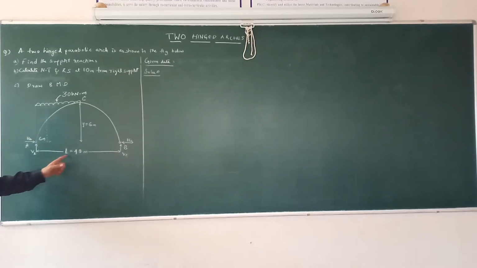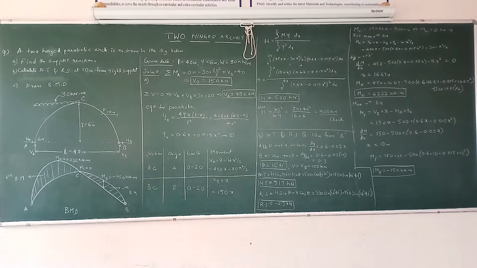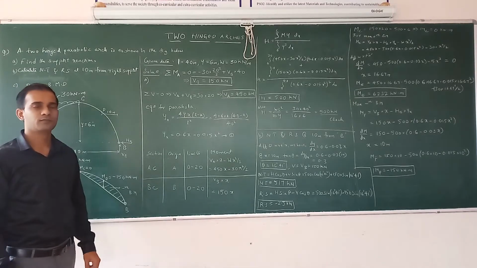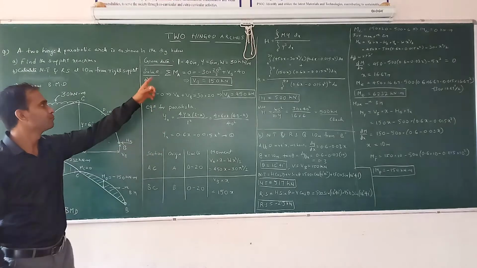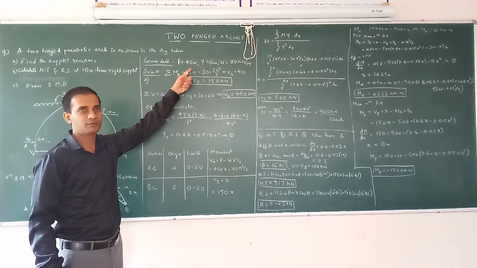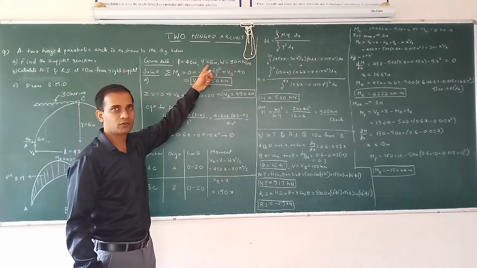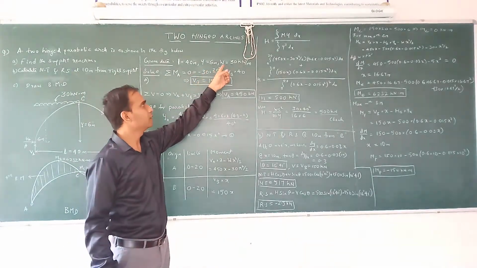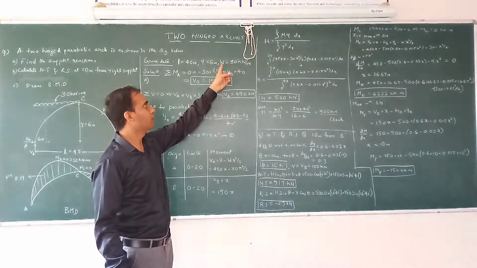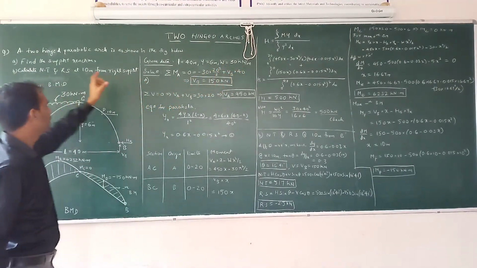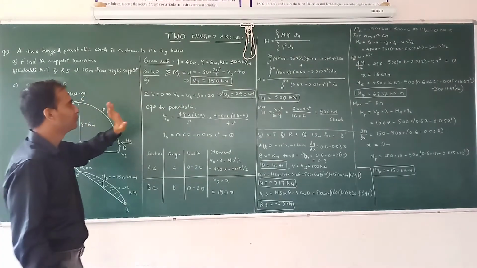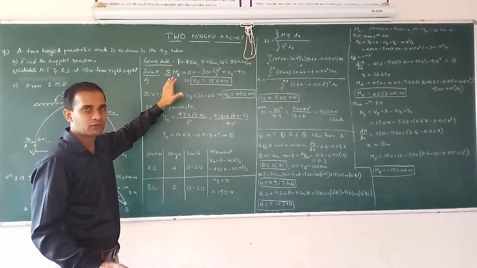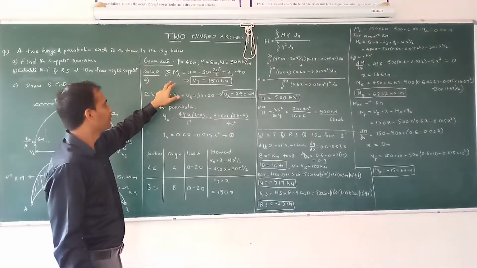Here the horizontal span is 40 meters between the two supports. The given data is: horizontal span L is 40 meters, maximum height is 6 meters, and the load is a uniformly distributed load of 30 kN/m over the left half span only. So the same way we found the support reactions in the previous problem, we are going to find them using equilibrium equations.